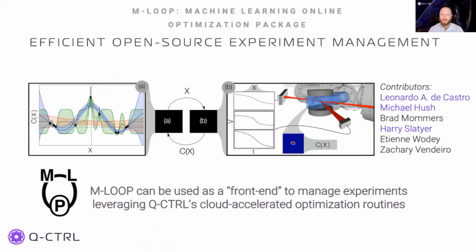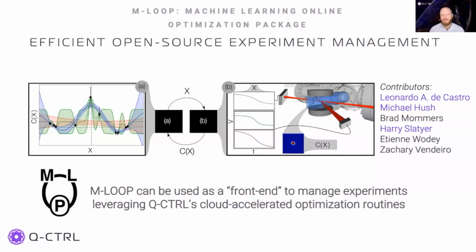mLoop is an open source automated optimization package that was initially developed by myself and Harry Slatyer, both at QControl. Further contributions have been made by Leonardo Andrea de Castro, Brad Momers, Etienne Woody, and Zachary Vendiro. The contributors now on staff at QControl are highlighted in purple. mLoop has already been used on a variety of quantum science experiments, ranging from neutral atoms to silicon, superconducting circuits, and photonic systems. We will highlight some of these applications later in this presentation.